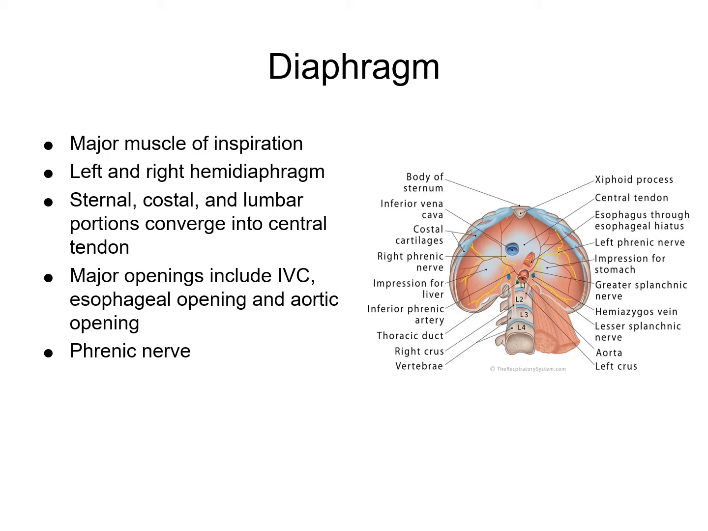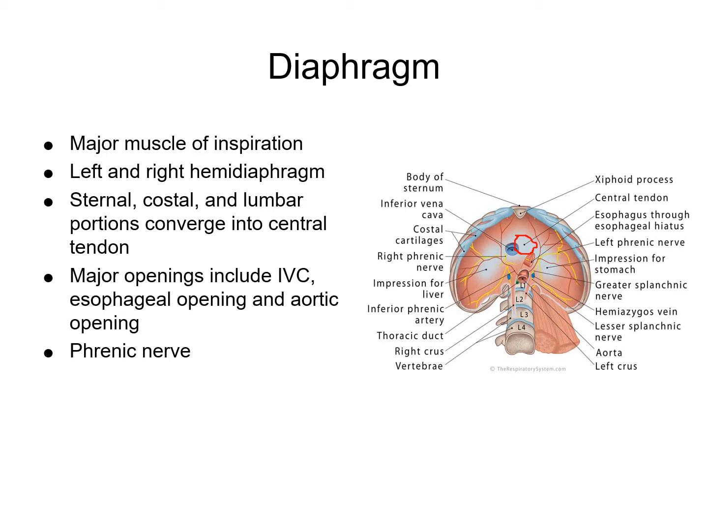embryologic fusion. And each hemidiaphragm is actually composed of 3 musculoskeletal components, which include the sternal, costal, and lumbar portions that converge into the central tendon, which I am circling right now. The central tendon of the diaphragm is a thin but very strong layer of tendons. It's actually an aponeurosis, and it's situated anteriorly and immediately below the pericardium.